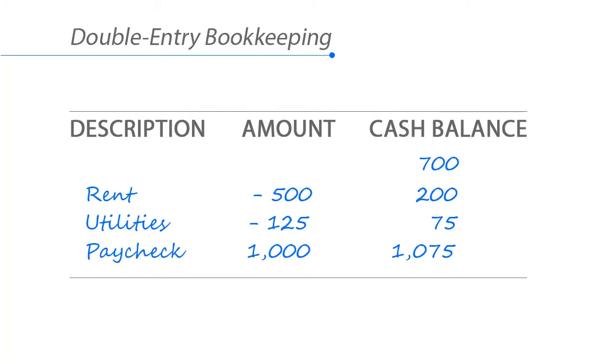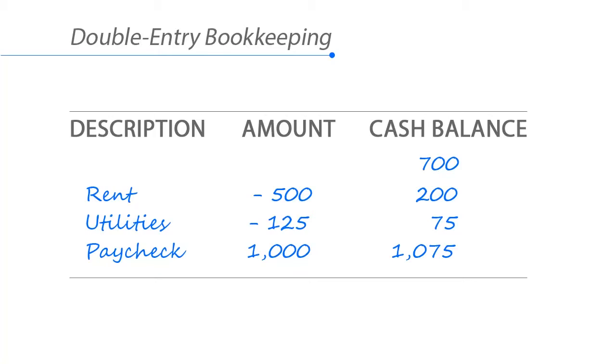Take a look at this example. Let's say you have to pay rent. So you write down rent in the description. The rent costs $500, so you subtract $500 from your cash balance in your bank account. And if you started with $700 in cash in your bank account and subtract the $500, you're left with $200.